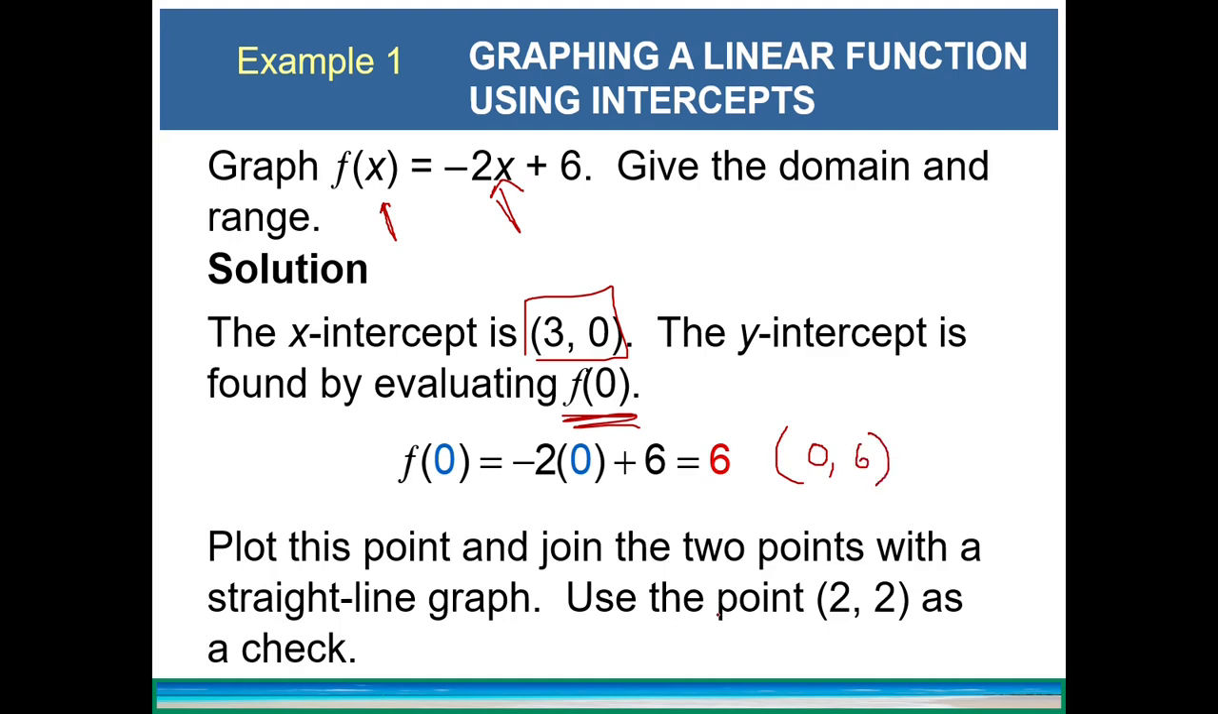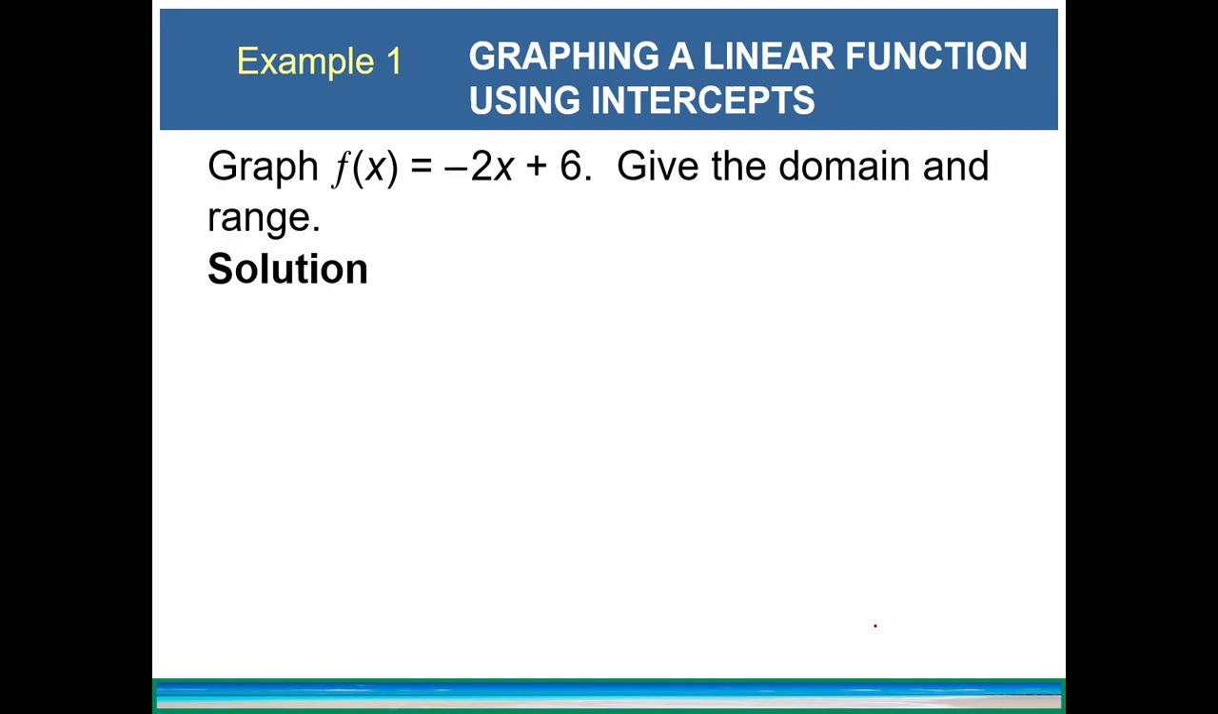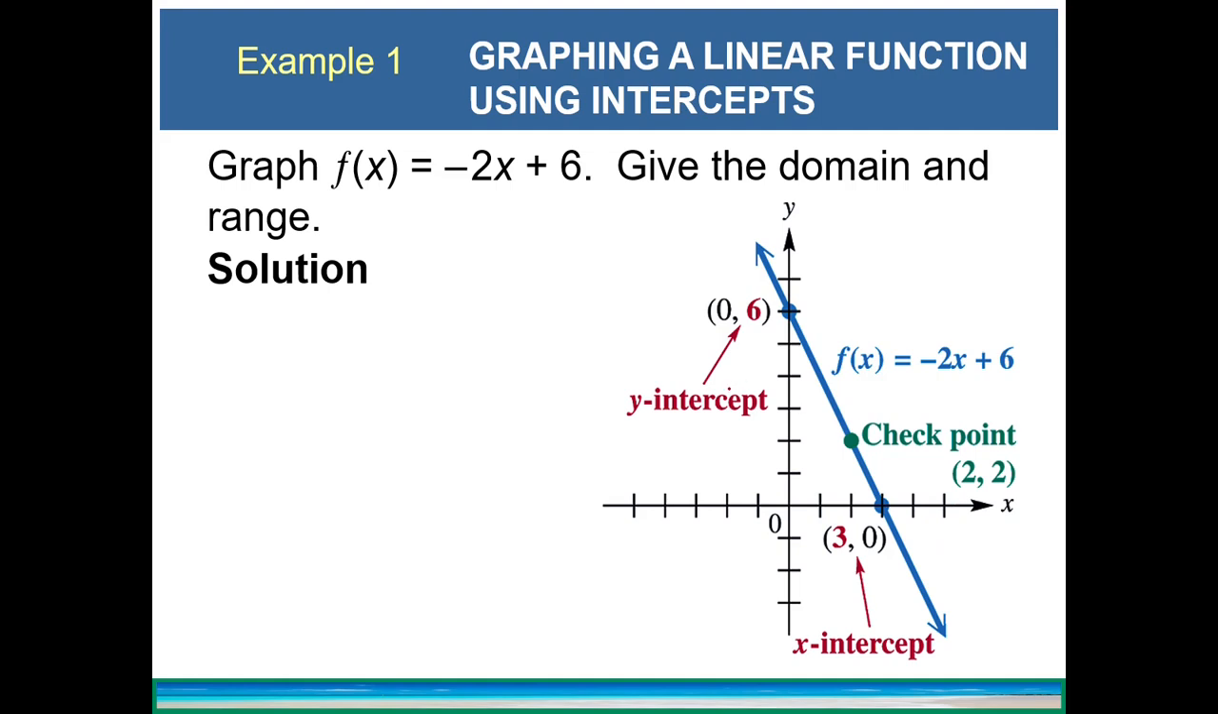We can also use an additional point, such as 2, 2, because if you plug in the value 2 into the function, you get negative 2 times 2, which is negative 4. Negative 4 plus 6 is 2. So we know that 2, 2 is a point on the graph. So we start by plotting the y-intercept, 0, 6, and plotting 3, 0. 2, 2 is our checkpoint, and it does lie on the same line, so we know we graphed the line correctly.